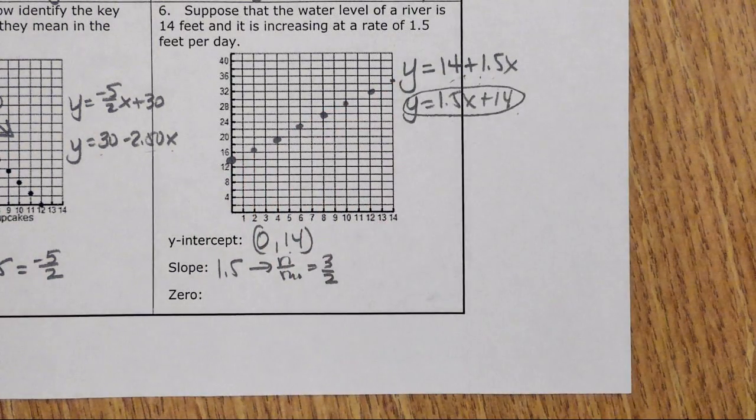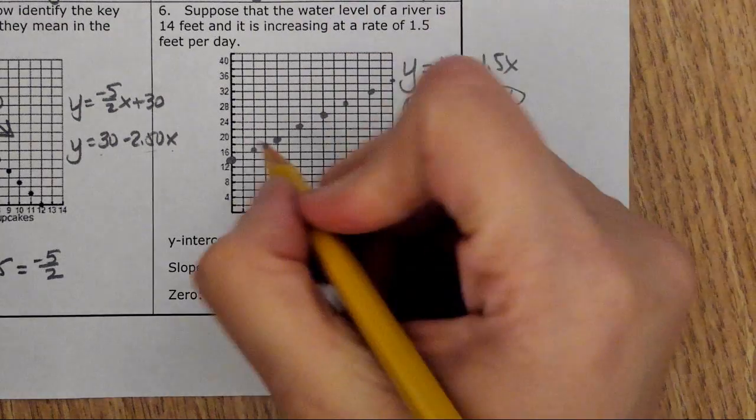Now, I ask myself the same question I always ask when I'm graphing a situation. Is this data discrete or continuous? Well, I have water level rising at a rate of 1.5 feet per day. That's continuous data. Both height and time are continuous. So I'm going to connect the line.